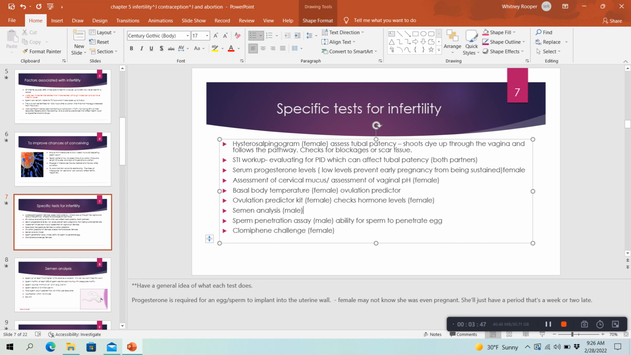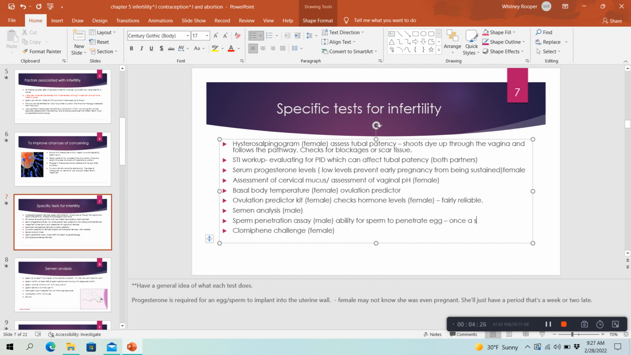Semen analysis for the male, we'll talk about that again in just a minute, but we get a collected specimen of semen and evaluate it in many different categories. Sperm penetration assay in a male: obviously, the sperm may be okay, but they lack an ability to penetrate the egg. There's a special substance that allows them to penetrate an egg. The minute that egg is penetrated by one sperm, it cannot be penetrated by any other sperm. It's like a big wall goes around it, and no other sperm can get near it. And so we do a sperm penetration assay to make sure that's functional.